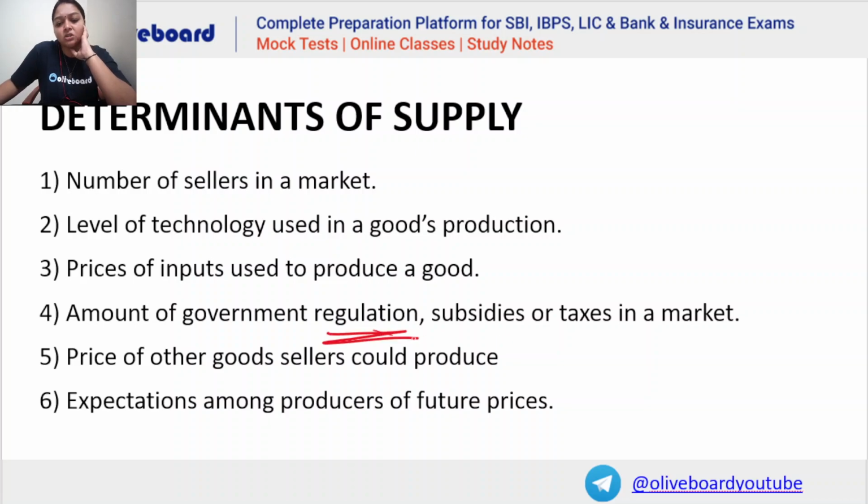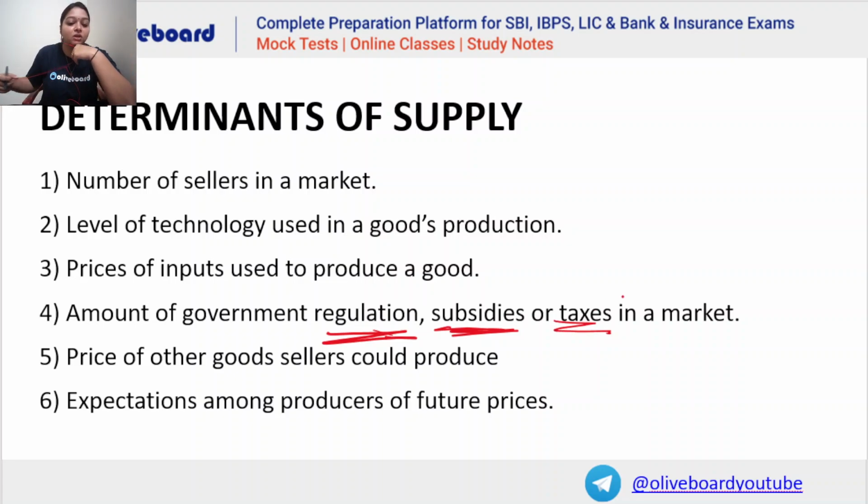If regulation is very strict, not many producers will enter that market. If subsidies are more, then more people want to enter that market because the government is giving a subsidy. Their cost of production will be very less. They can sell at a good price and make good profit. If taxes are less, more people will come. If taxes are more, not many people will come, right?